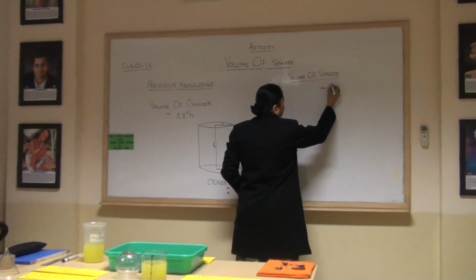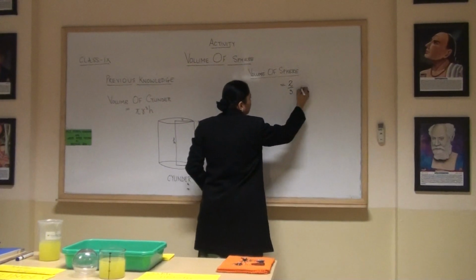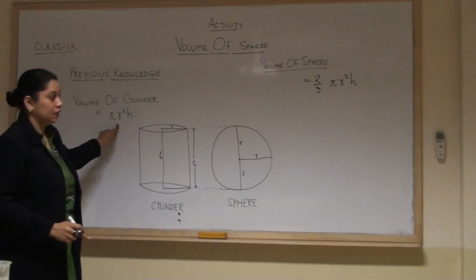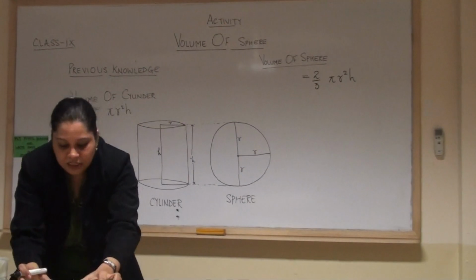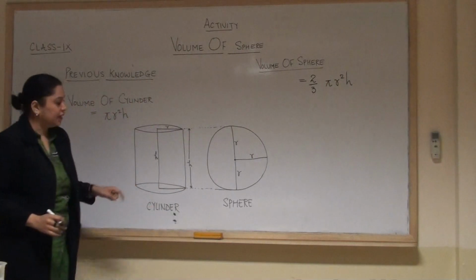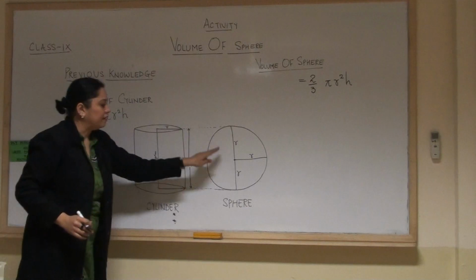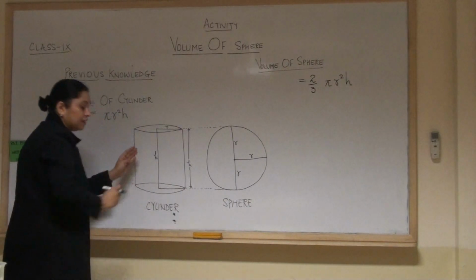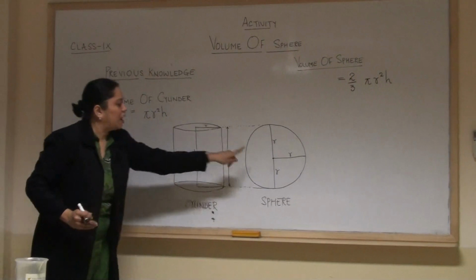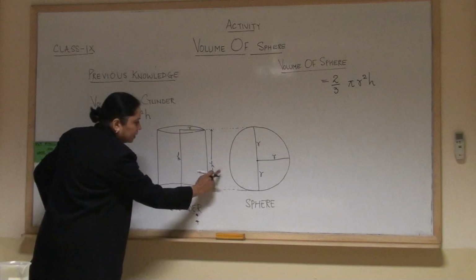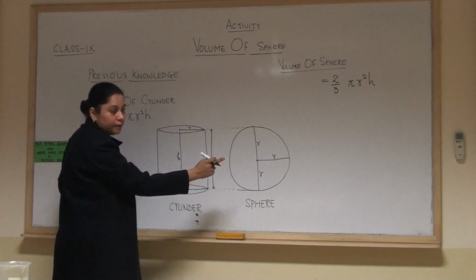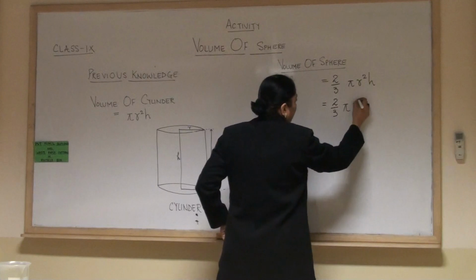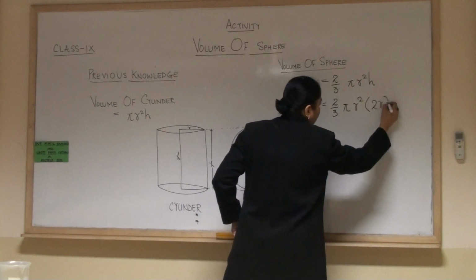We just saw practically that volume of sphere was nothing but 2/3 of the volume of cylinder. This is the volume of cylinder that we derived. Now let's see. These figures I have drawn over here indicate that the radius of the cylinder and the sphere are the same, which we saw practically. Also, we know that the height of the cylinder is the same as the diameter. So h is nothing but twice the radius of sphere. So can I write like this? 2/3 pi r square. In place of h, can I write 2r?